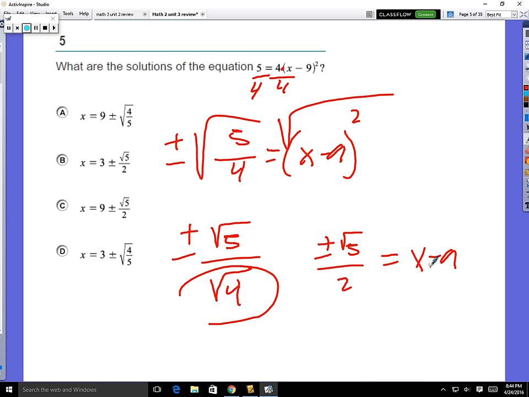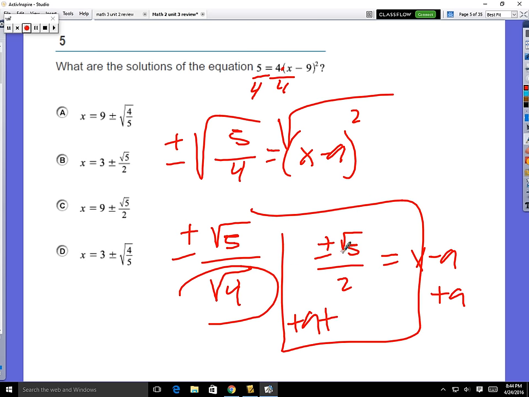Now you just got to undo the minus 9, so plus 9 on this side, plus 9 on this side. So your answer is 9 plus or minus square root of 5 divided 2. Looks like they're all C.